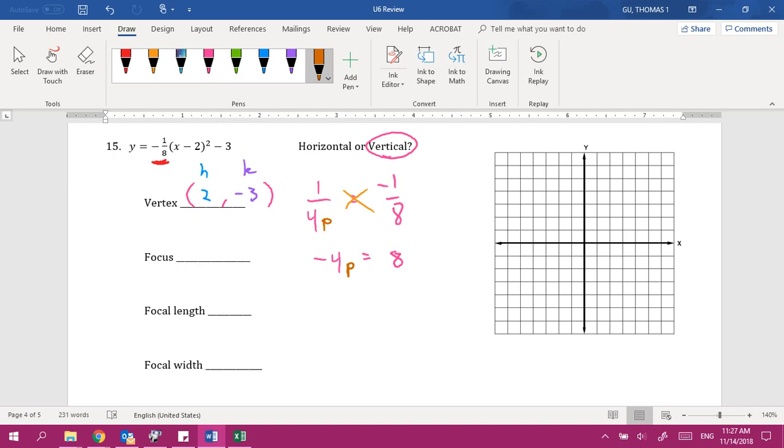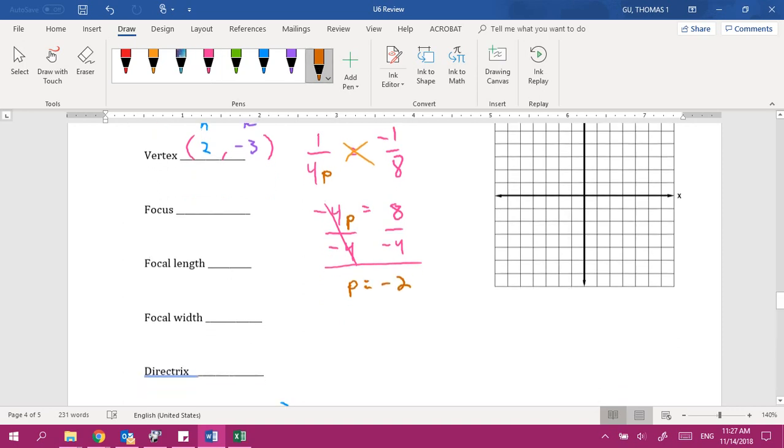Because the whole point is to find P. So how do I find P from here? Divide by what? Divide by -4. We're trying to get P by itself. So divide by -4, so P equals -2. Very good. So we found P, okay? So now we can find the rest of these things.